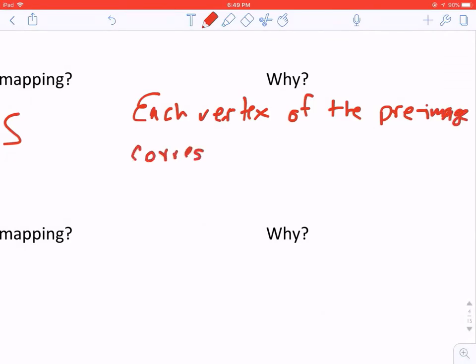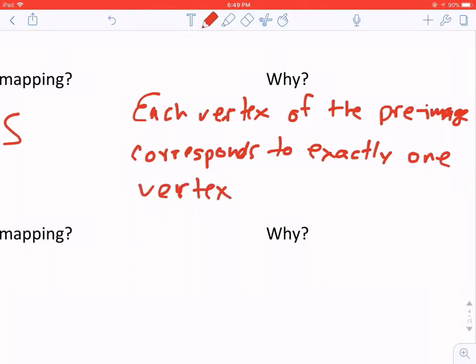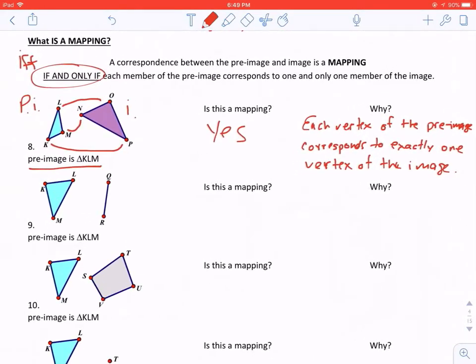corresponds, or is paired with, exactly one vertex of the image. In other words, each of the letters from the preimage only has one choice to go to in the image, just like with a function.